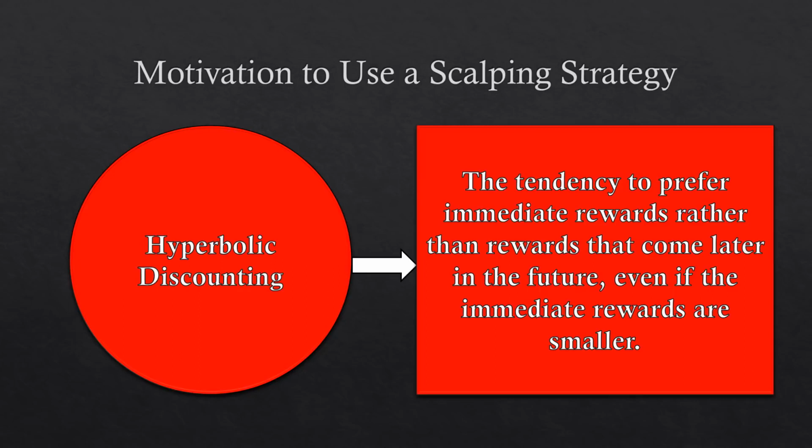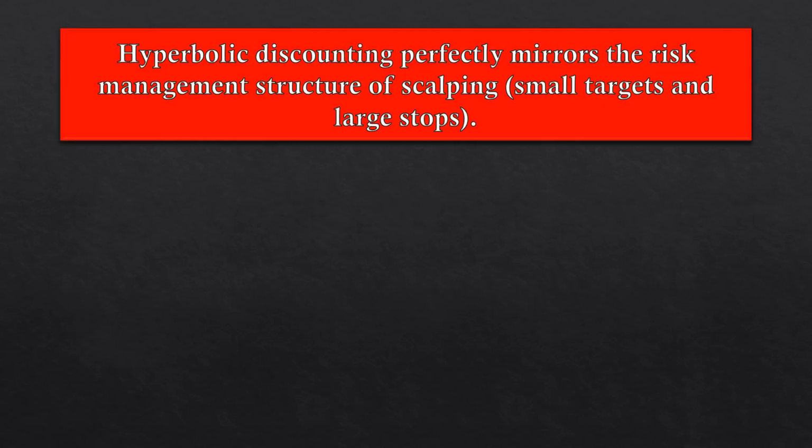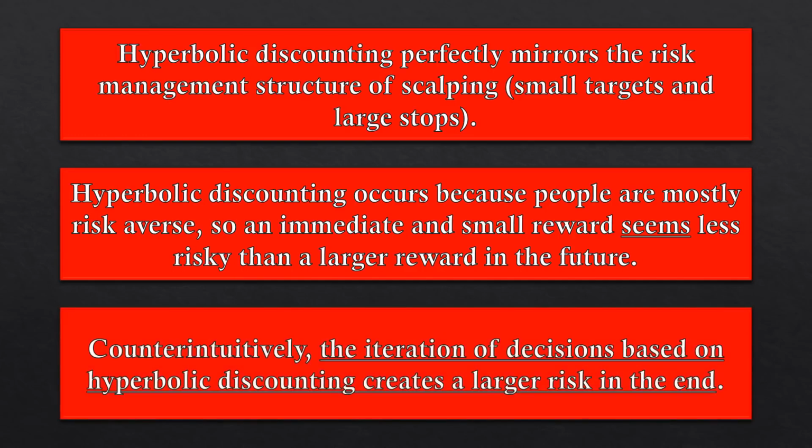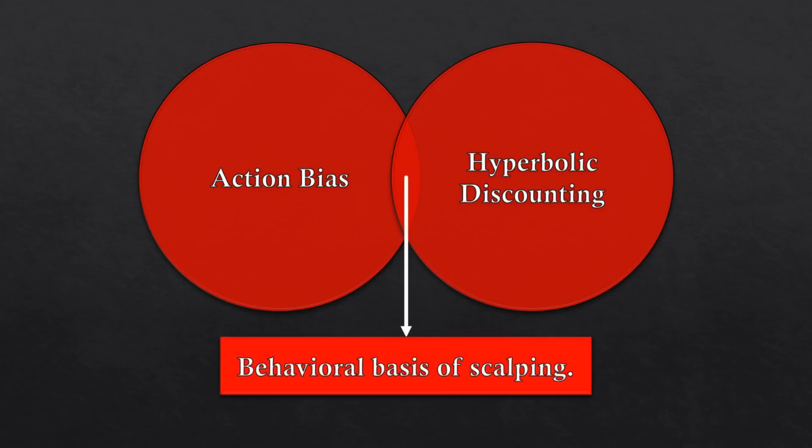That cognitive bias perfectly mirrors the risk management structure of scalping, which is composed of small targets and large stops. Hyperbolic discounting occurs because people are mostly risk-averse, so an immediate and smaller reward seems less risky than a greater reward in the future. Even though it seems like a smaller risk, the iteration of decisions like this creates a larger risk in the end. The alignment between the action bias and hyperbolic discounting creates the behavioral basis for scalping.